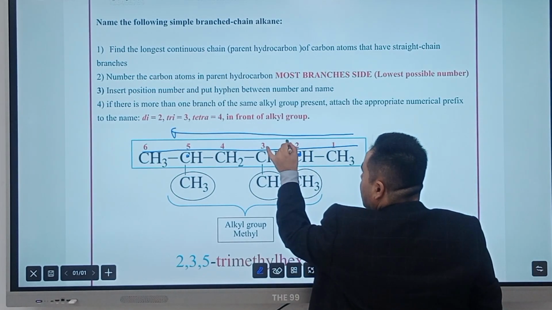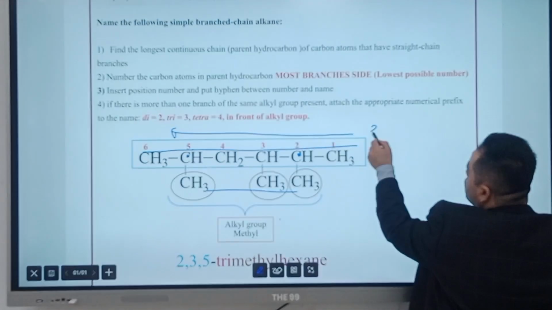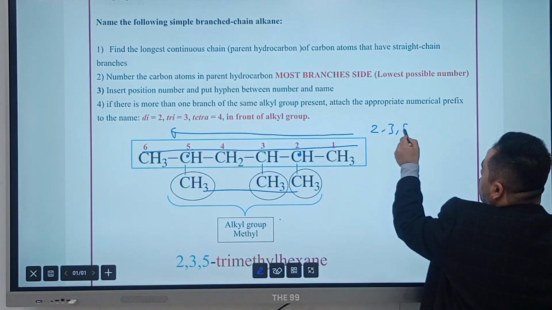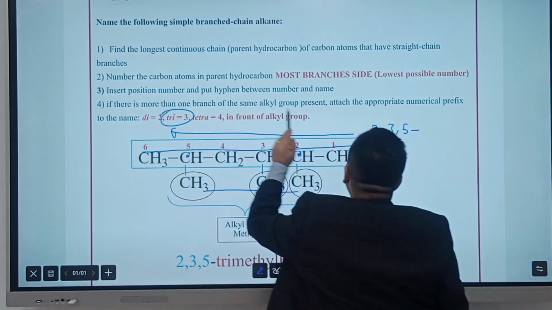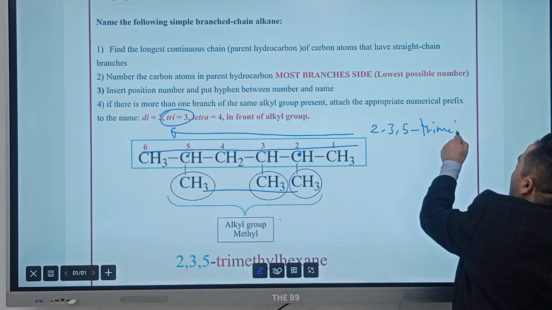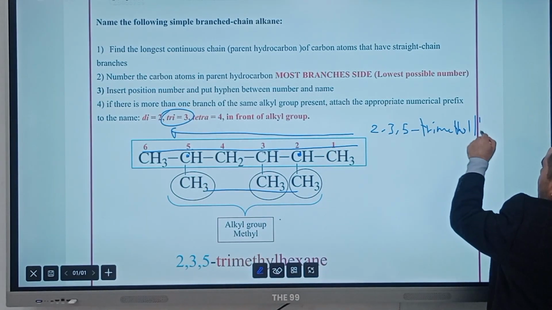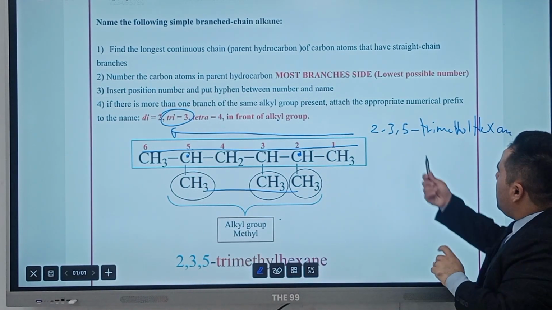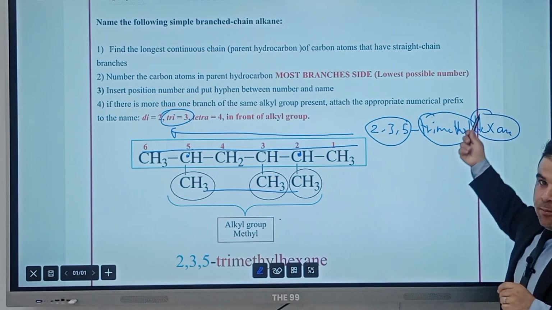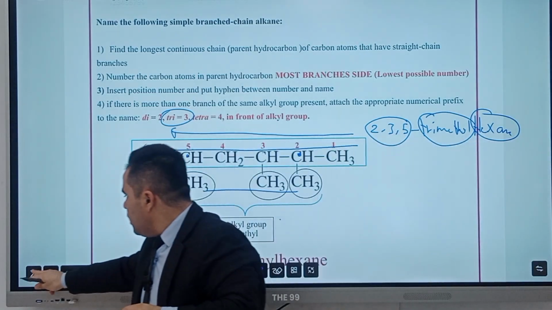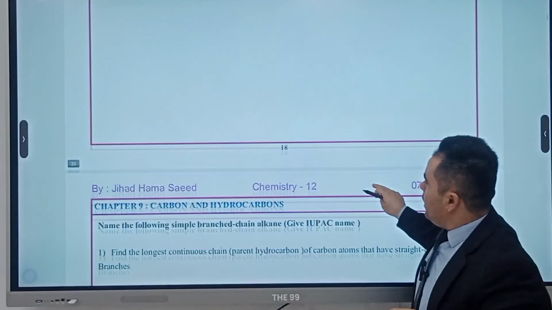So on the second, third, and fifth, we have got 3 methyl: 2, 3, 5. For 3, we use trimethyl. The parent is hexane. Number of the branches, name of the branch, name of the parent is the systematic naming of the branched alkanes, as we have written the name.